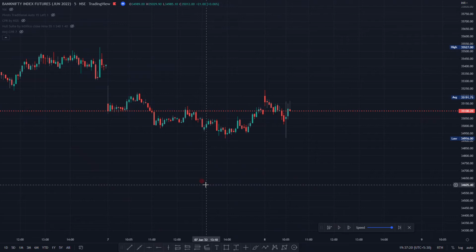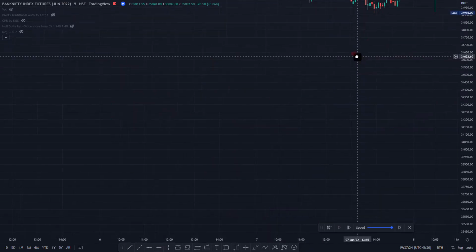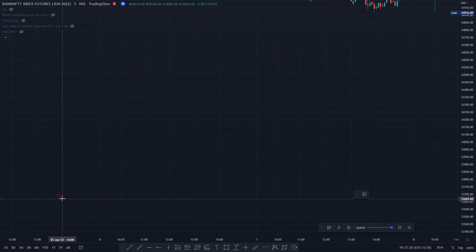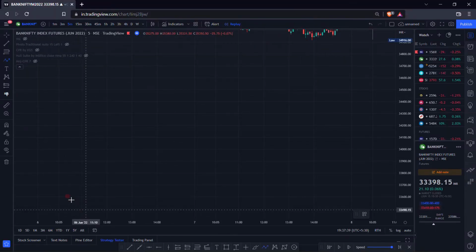But before moving on to the practical view of the pivot point, let me give you a clear example of trends first. A market is said to be in an uptrend when the price of an asset creates higher highs and higher lows. For example, as you can see on the right side of the screen, we are in BankNifty futures June 2022.